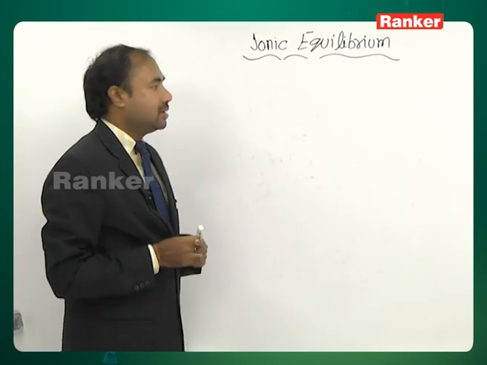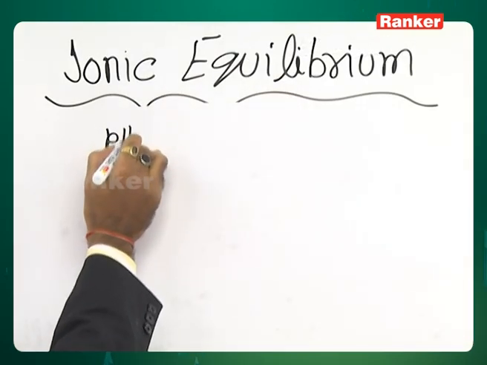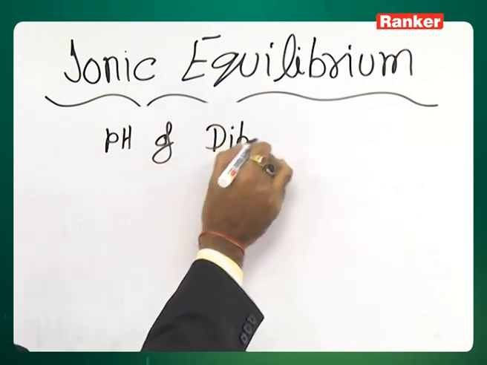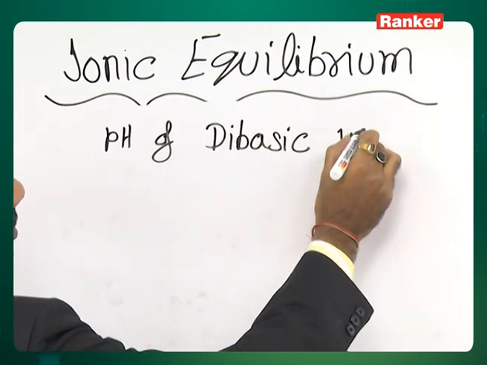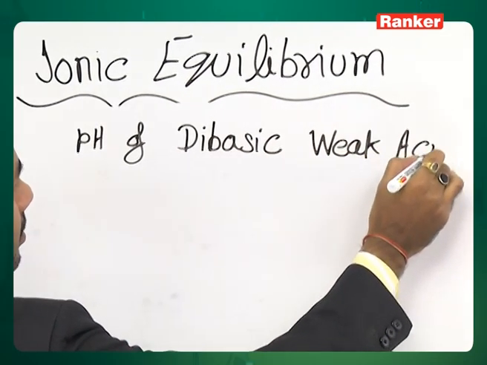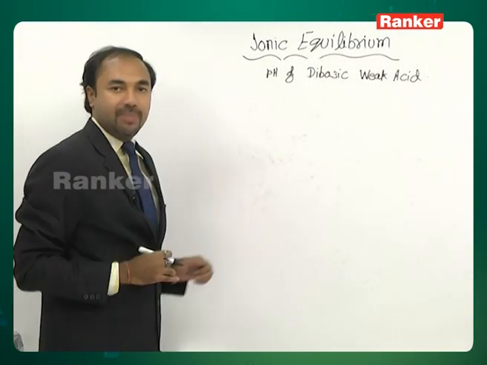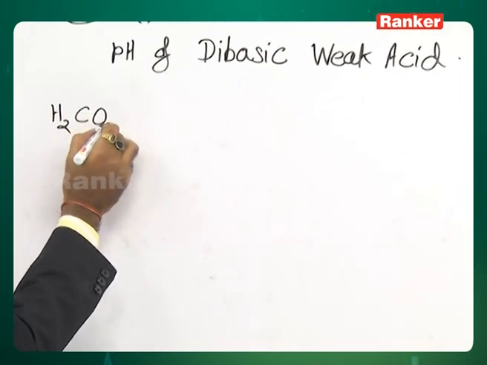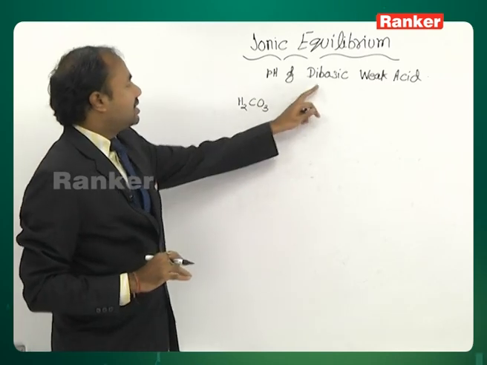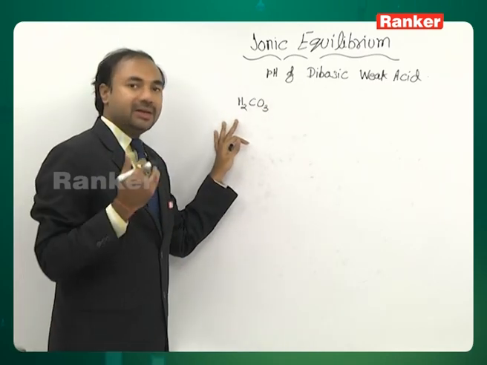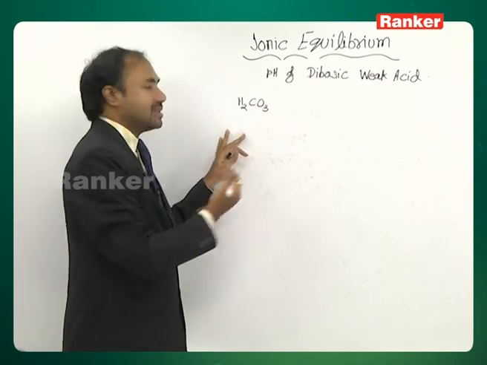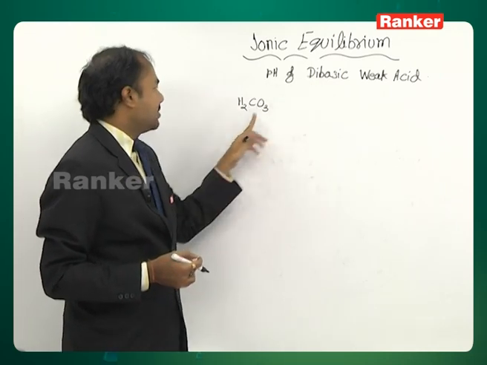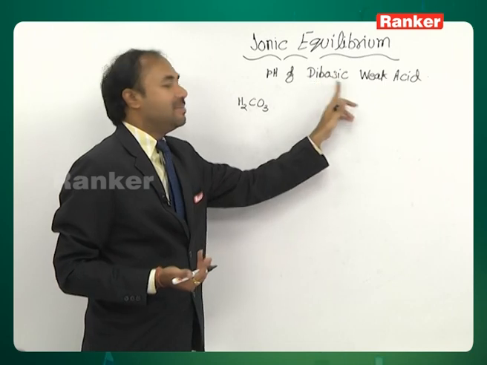Next category we have is pH of dibasic weak acid. One of the examples for this is H2CO3, carbonic acid. Now see, this is a dibasic acid, which means it can dissociate 2 times. Basically, it will produce 2 H plus ions. That is why it is called dibasic. 100% dissociation is not possible. That's why it is called dibasic weak acid.